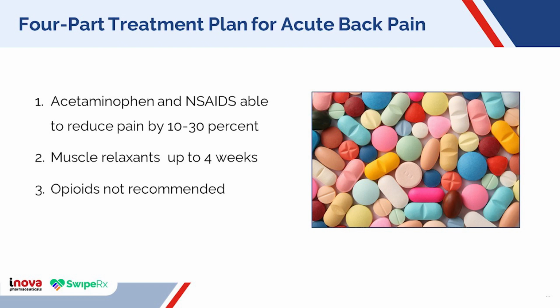In the pharmacology part, we usually give a combination of medications along the pain gateway theory and the WHO pain scale ladder. So we give a combination of acetaminophen, which is the gold drug, and a COX-2 inhibitor NSAID. This is proven to reduce the pain by 10 to 30% in most patients. We also use a muscle relaxant, up to 4 weeks of treatment.